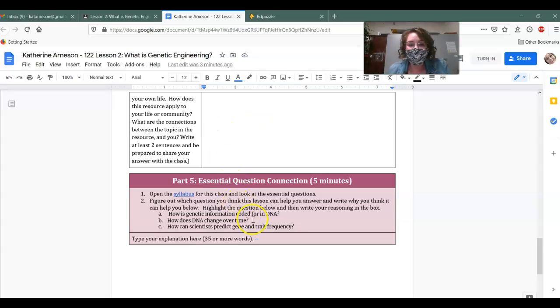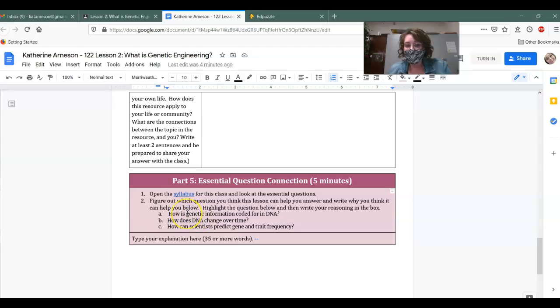Okay, a lot of students really still are not doing the essential question connection right, so I'm going to go over that real quick. Essential question connection means that you need to pick one of these 3 questions. These are our big essential questions for the unit. For everything we learn in this class, you should be getting an answer to one of these questions.